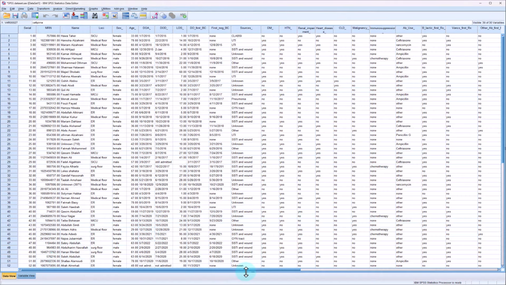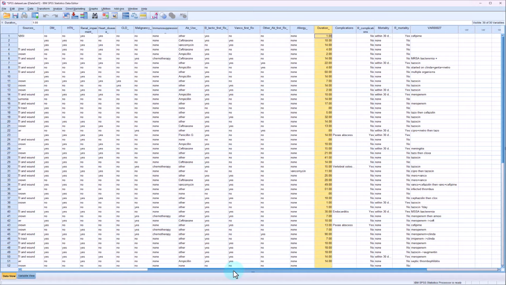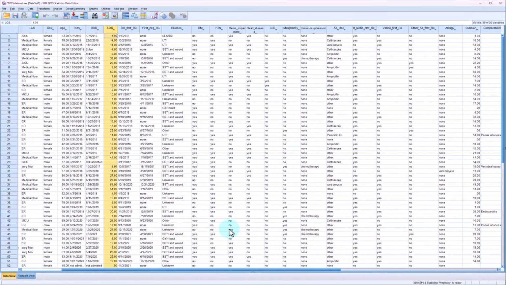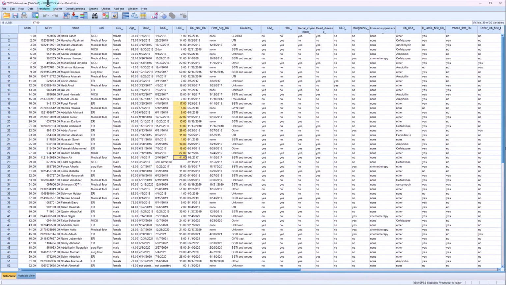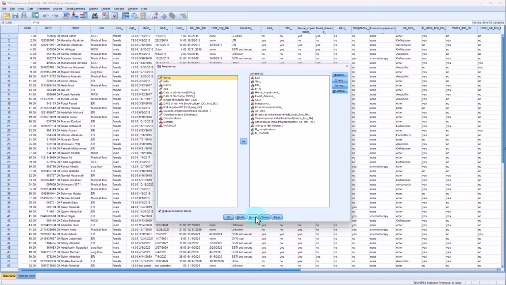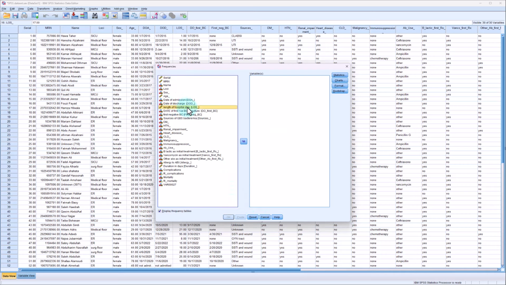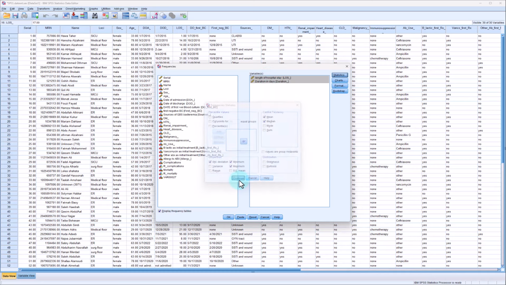Now we also have some numeric variables in our data set. For example, the duration of antibiotic therapy and the length of hospital stay. So the data are here in the form of numbers, so we cannot present the frequencies and percentages for these variables. So for these variables, I would go to analyze descriptive statistics and then frequencies, and I can reset this dialog box, and then I would take the length of stay and duration in days, these two variables in variable box, and then click on the statistics. I need mean, median, standard deviation, minimum and maximum values for these two variables. Now I would click on continue and OK.